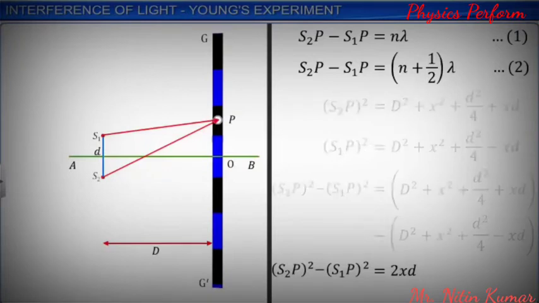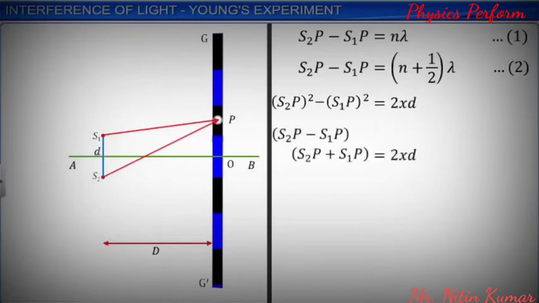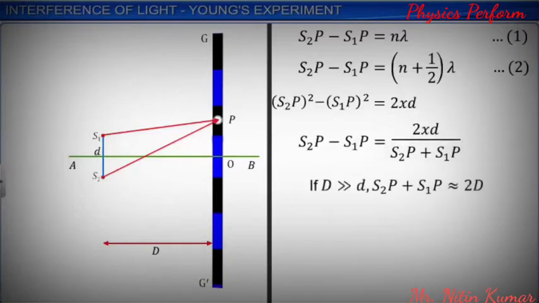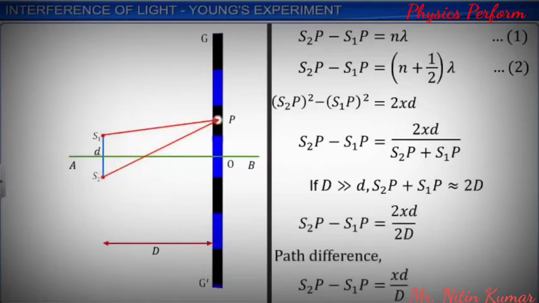This equation can also be written as S2P minus S1P is equal to 2xd by (S2P plus S1P). If capital D is much greater than the small d, then we can assume that S2P plus S1P is approximately equal to 2D. Then the path difference S2P minus S1P is equal to x into d by D. Let this be equation 3.